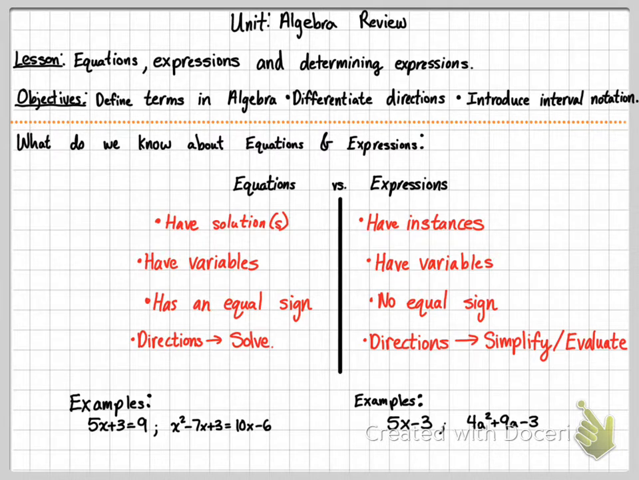These are just some examples. We're not going to solve these specifically, but these are some examples of equations. Each of these has an equal sign. Here are some examples of an expression. They have no equal sign. And we're going to talk about instances now. What does it mean that an expression has instances? So, also an equation is a statement and an expression is a fragment.